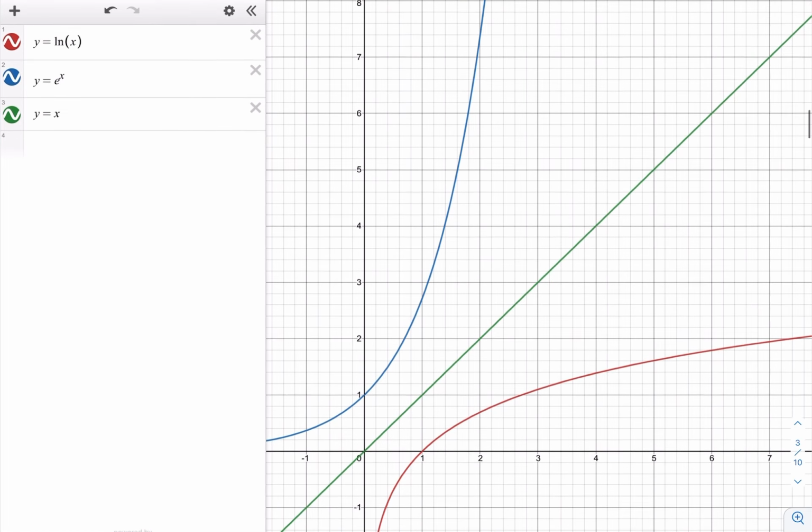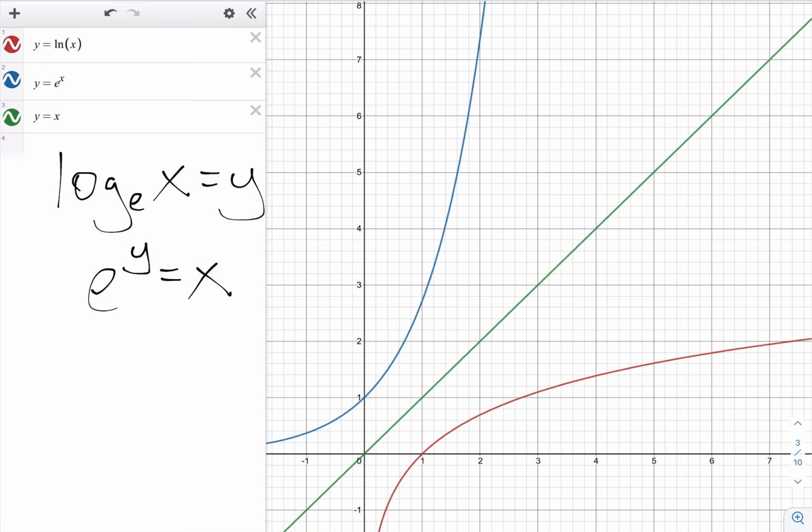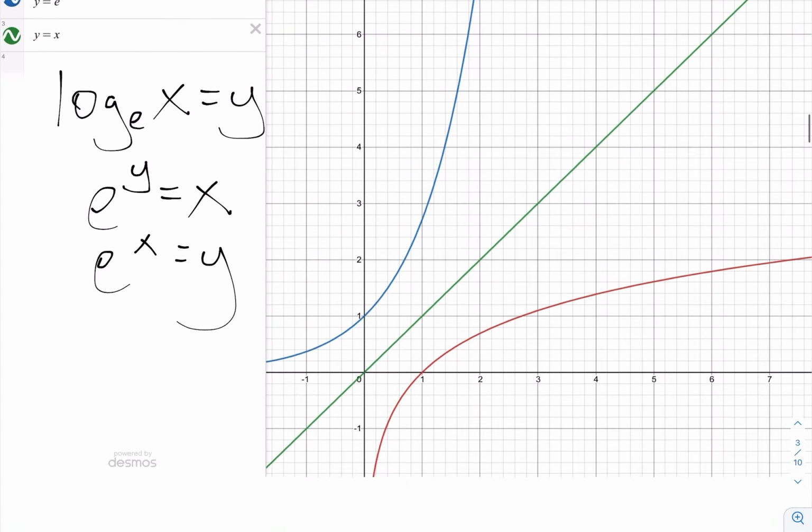And same thing with the natural log of x. So the natural log, remember, is just the log of x in base e. Okay, so if this is equal to y, we can say e to the y equals x. That's kind of the same thing. And then the second one, e to the x equals y. We're just switching the x and the y, and that's how it's reflected.